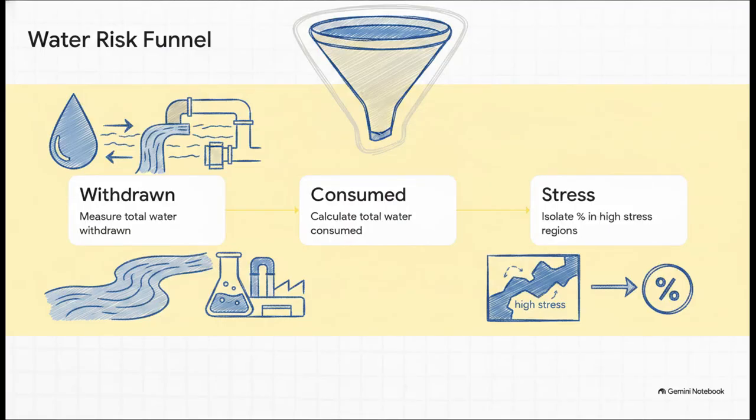To really accurately expose operational water risk, SASB requires a sequential calculation. It's almost like a funnel. First, you measure your total water withdrawn. Second, you calculate the total water consumed. And finally, you isolate the percentage of those figures that actually exist in highly stressed regions. It's a very deliberate, step-by-step process that systematically narrows down your operational vulnerabilities.